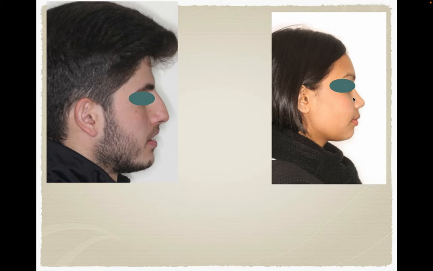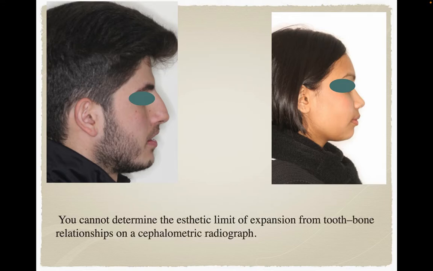Or even if we examine this patient and find the upper incisors are protruded, still the patient is happy with the way the lips are because these lips are thick. So you can determine the aesthetic limit of expansion from the tooth-bone relationship on the lateral ceph as proposed by Andrews. You need to evaluate how much these teeth are supporting the soft tissue, whether the soft tissue is thick or thin, and whether we need to retract or procline them.